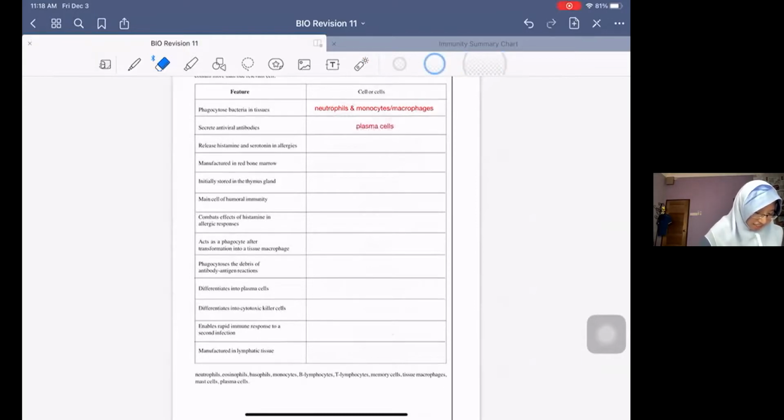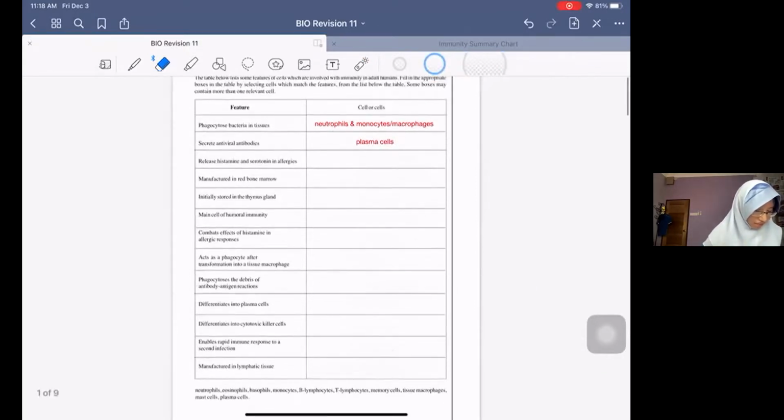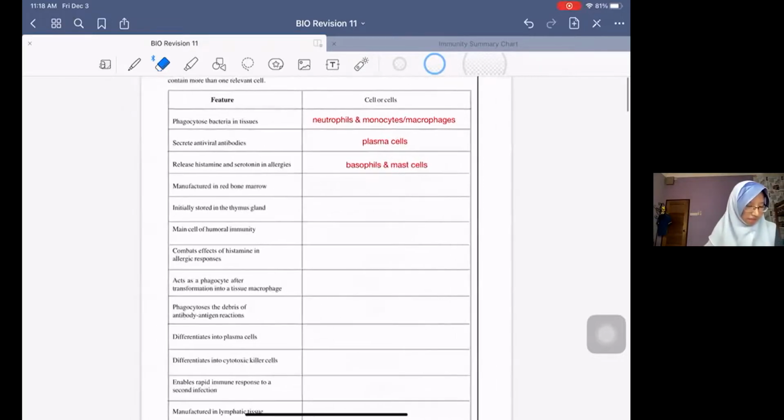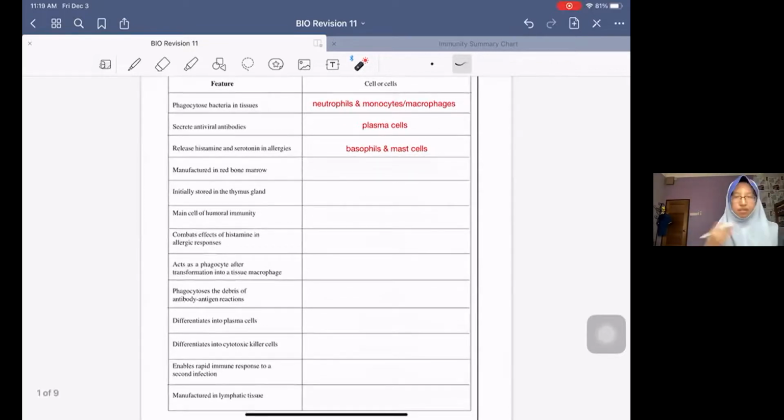Okay, so release histamine and serotonin in allergies. This one is not in the syllabus, but I think it's good to know, since it's already there. So it will be basophils and mast cells. Actually, mast cells are the ones that secrete histamine, so they're the ones who call the macrophages to come to the infected site. Basophils also do the same thing.